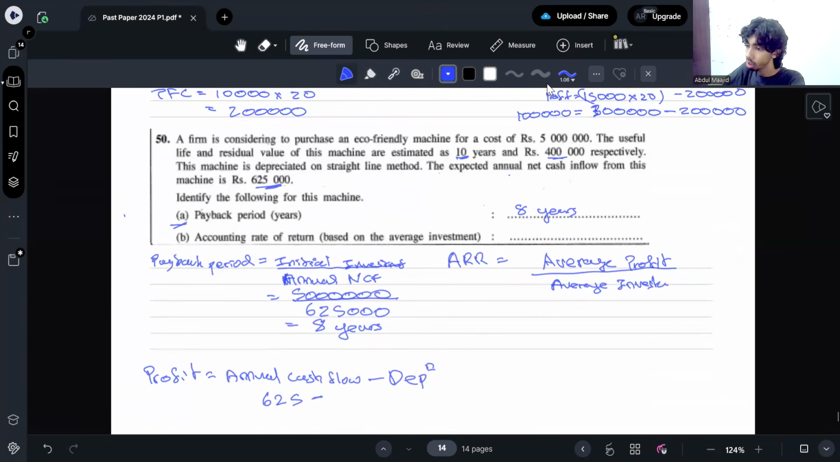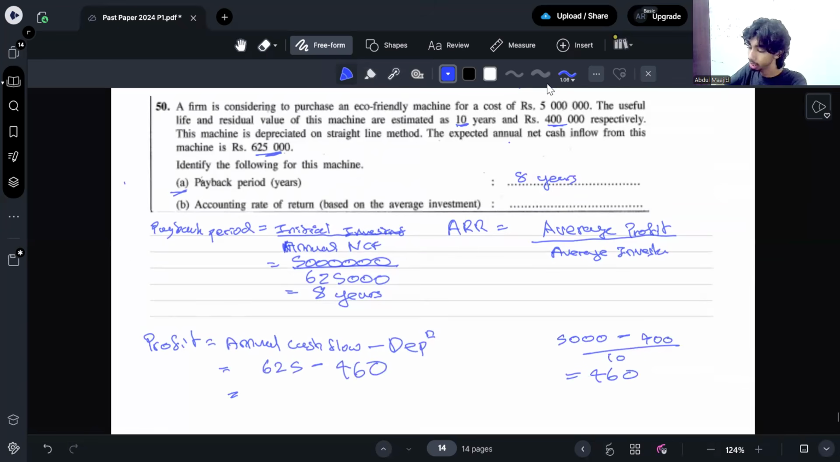Depreciation, how do you find? Cost is 5,000 minus residual value 400 divided by useful life 10 years. Depreciation will be 460. Then 625 minus 460, that is 165. Then 165 divided by average investment will be how much?